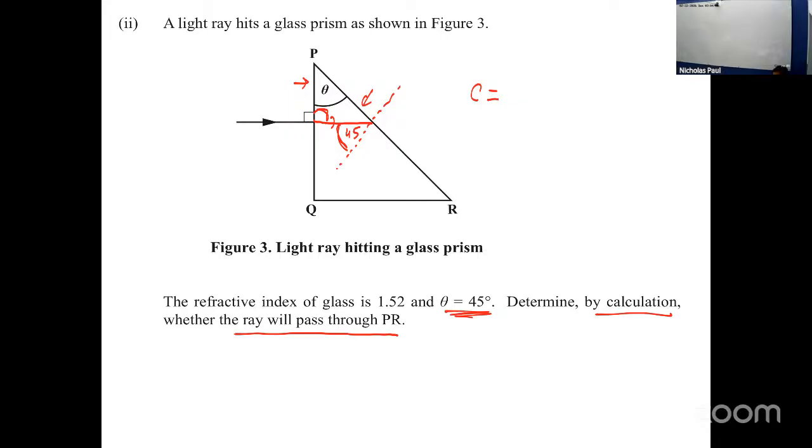I'll just go through that, read it. 41. 41.14. Right, so the formula is what? It will be sine inverse of 1 over n. So that's sine inverse of 1 over 1.52, which is 41.18, right? So 41.2.